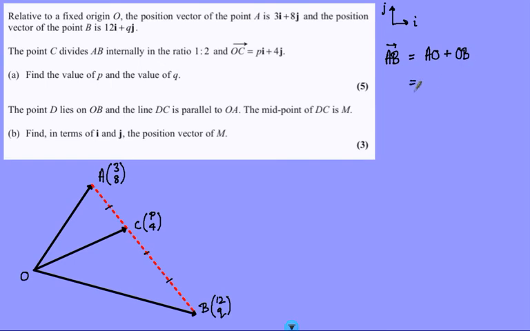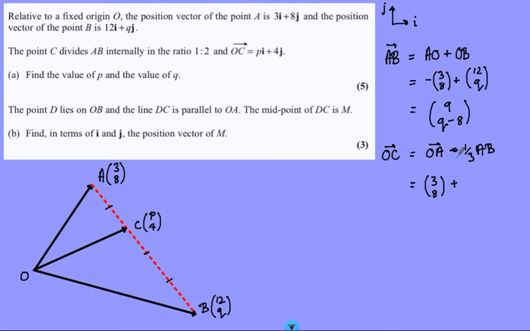A to O to B would be the obvious route. Back down vector A, along vector B. Put that together: 12 minus 3, 9i, and I've got a q and a minus 8 for my j. And so, to go from O to C, O to A, and then 1 to 2 tells me this is a third, 1/3 of AB. Put this together, 3, 8.